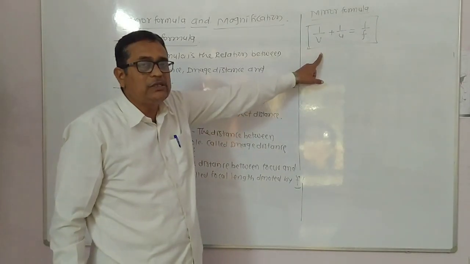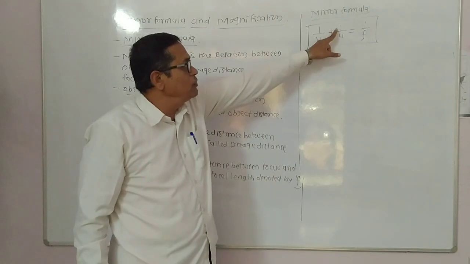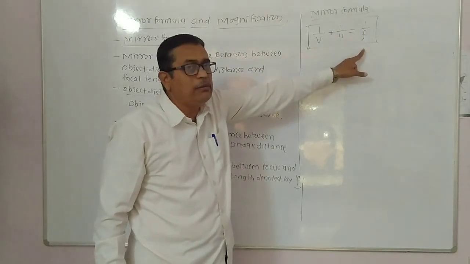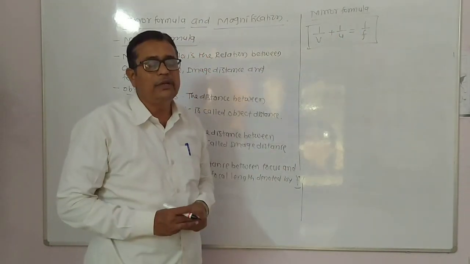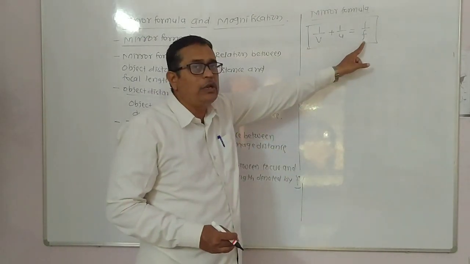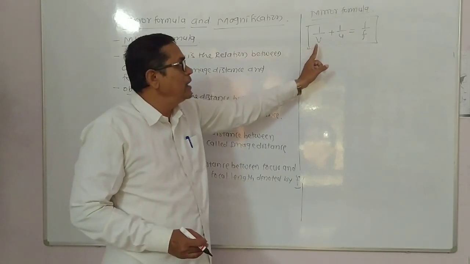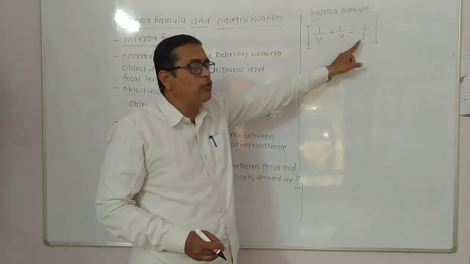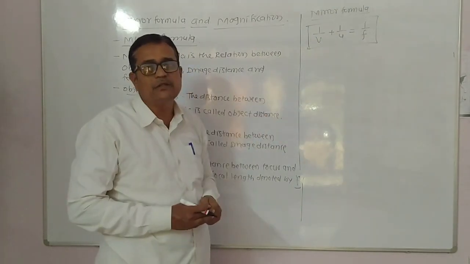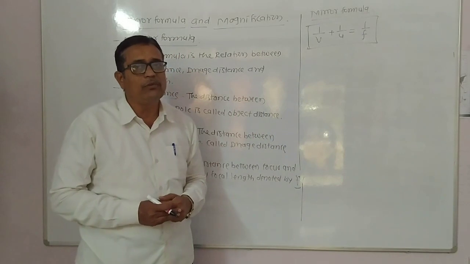Look here, it is necessary to understand carefully. 1 by v plus 1 by u equals 1 by f. That is the mirror formula. And this formula can be used to calculate the focal length if you are given an object distance and image distance. If you are given an object distance and focal length, then you calculate the image distance. In any numerical, we use the mirror formula.